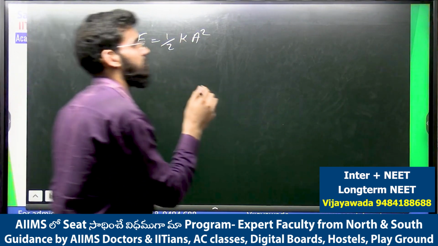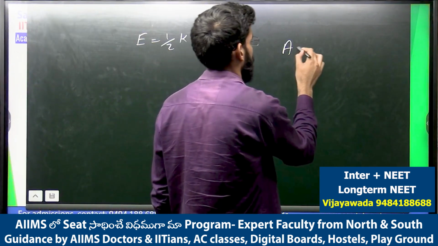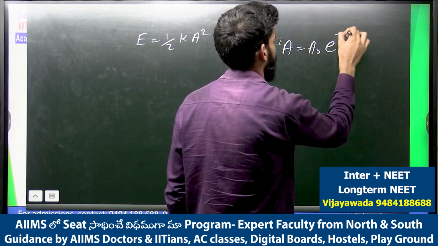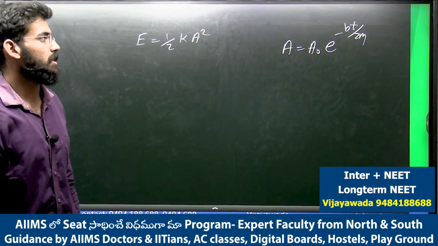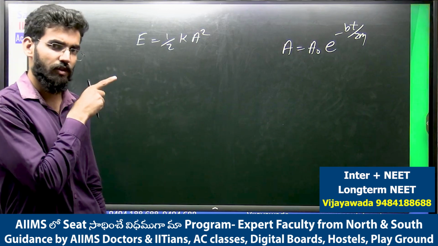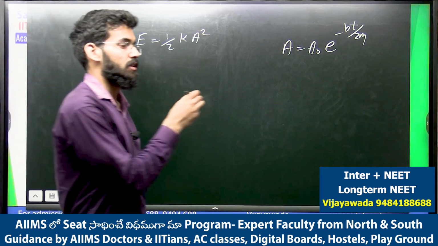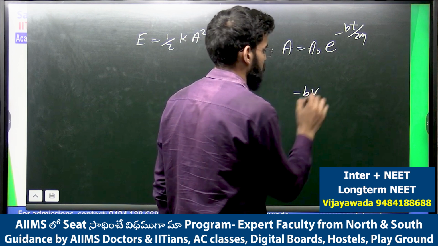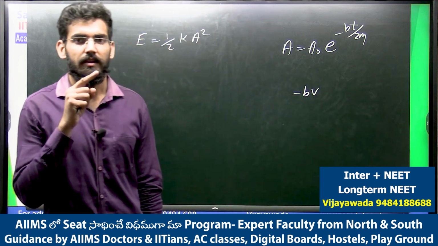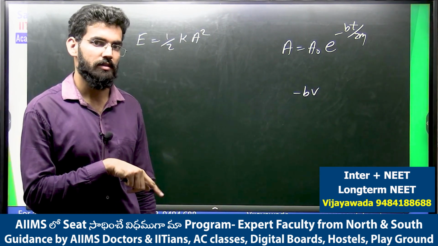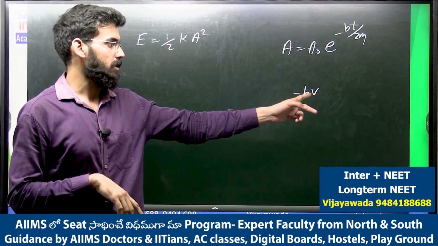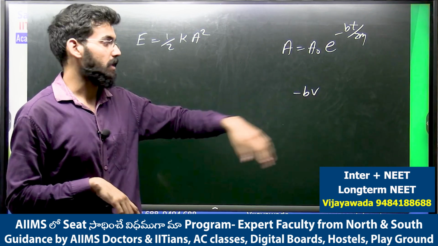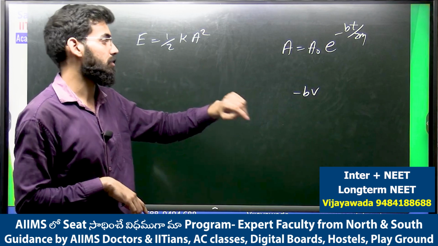Or go by the formula, A equals A naught into e raised to power minus bt by 2m. By this formula, as time passes, amplitude will decrease. But this formula is for a perfect damped system, where the damping force is minus BV. Here the sand is coming out, so the force will be dm by dt into V. But dm by dt is not given as constant. That is also one problem.